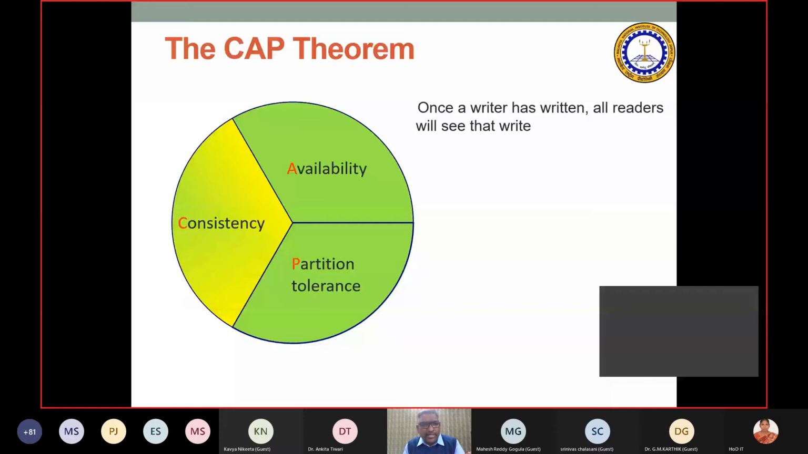Before you understand the CAP theorem, let us understand what consistency is. Consistency talks about once a writer has written, all readers will see that. That is consistency, so the data is consistent. When a writer is writing, nobody will read. After a writer has written, then only the readers will see that. If somebody is writing, nobody will read. So consistency is maintained like that.